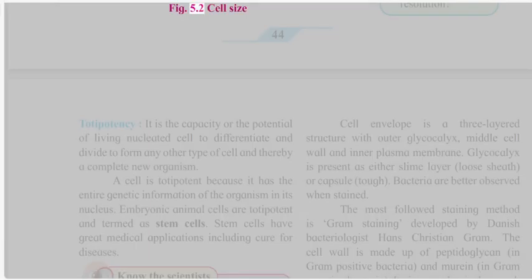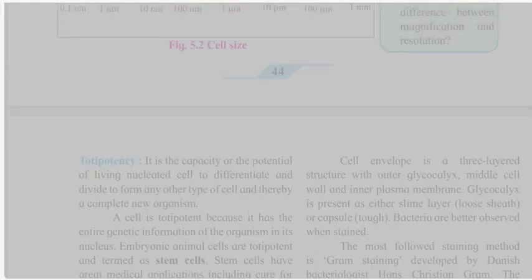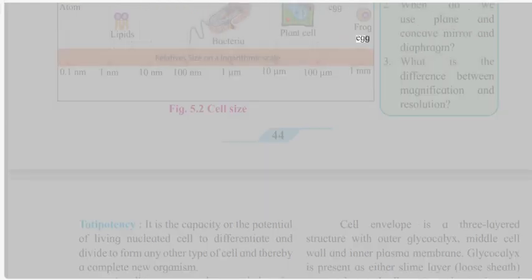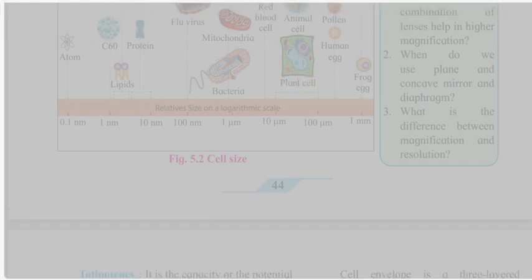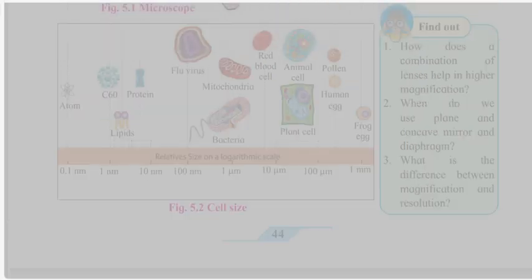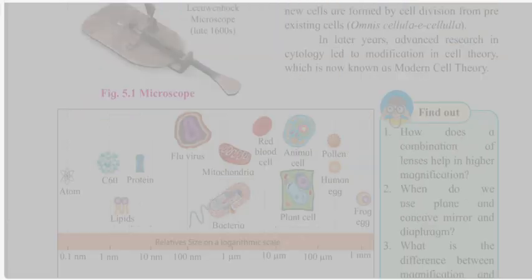Fig. 5.2 Cell size. 0.1 nm, 1 nm, 10 nm, 100 nm, 1 µm, 10 µm, 100 µm, 1 mm. Atom, frog egg, human egg, animal cell, pollen, plant cell, red blood cell, mitochondria, bacteria, flu virus, protein, lipids, C60. Fig. 5.1 Microscope. Leeuwenhoek microscope, late 1600s.